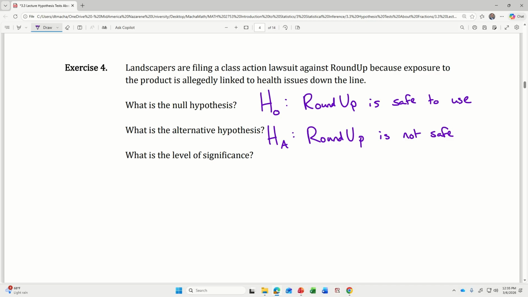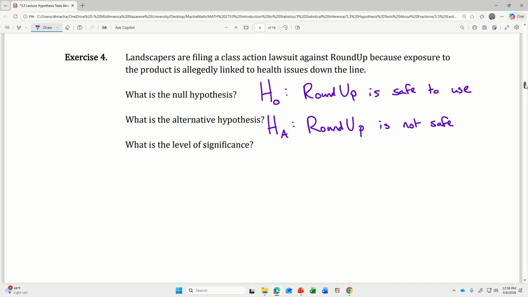And so again, the level of significance, this is just a conceptual question, is like, what's the maximum acceptable level of probability for ruling in favor of Roundup when potentially their product might have caused some health issues?